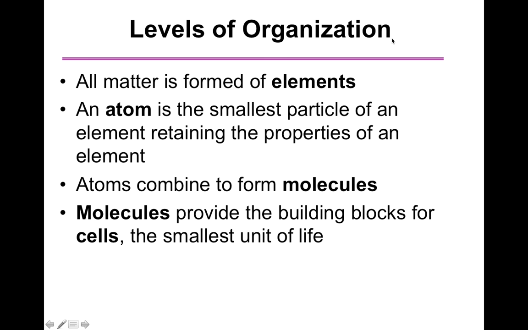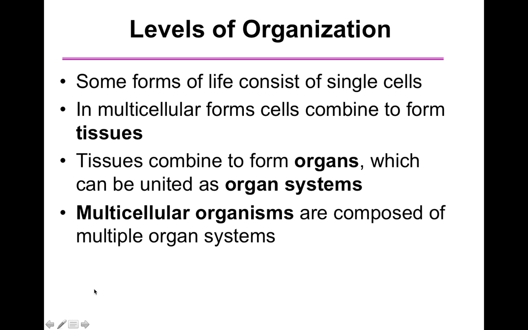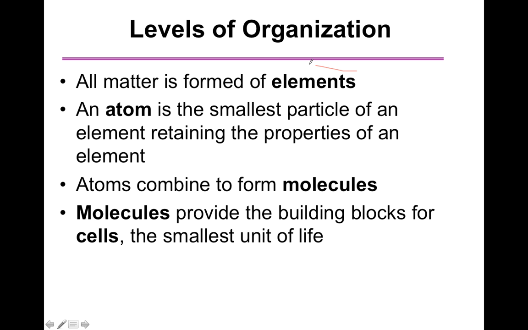Levels of organization. All matter is formed of elements. An atom is the smallest particle of an element, retaining the properties of the element. Atoms combine to form molecules. Molecules provide the building blocks for cells, the smallest unit of life. So basically, elements are what you need, and from elements there are atoms, and from atoms you get molecules right here: elements, atoms, which is here, and the molecules.